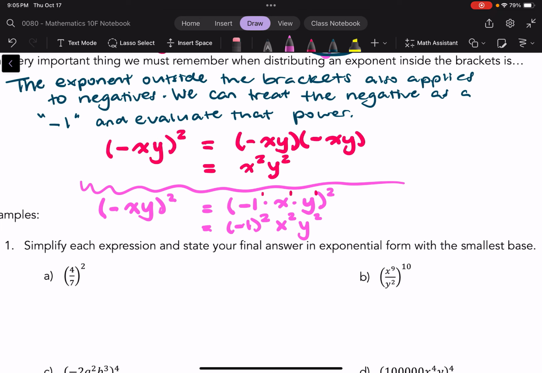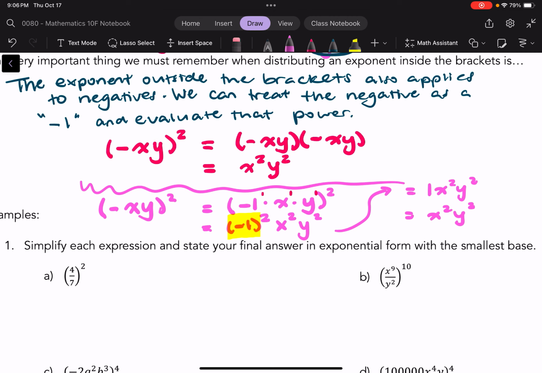Okay, now what I mean is that when we have an exponent on the outside, we apply it to the negative, and we can treat that negative as a -1. That's what I mean here. And when we simplify this fully, I could actually evaluate that power. So I know that (-1) squared is going to be a +1. So I could think of that as 1x squared y squared. But I do know in the simplified version, I don't include the 1 there because that 1 is redundant, right? I'm saying 1 times x squared, and I know that 1 times x squared is just x squared. So there's no need to write the 1.